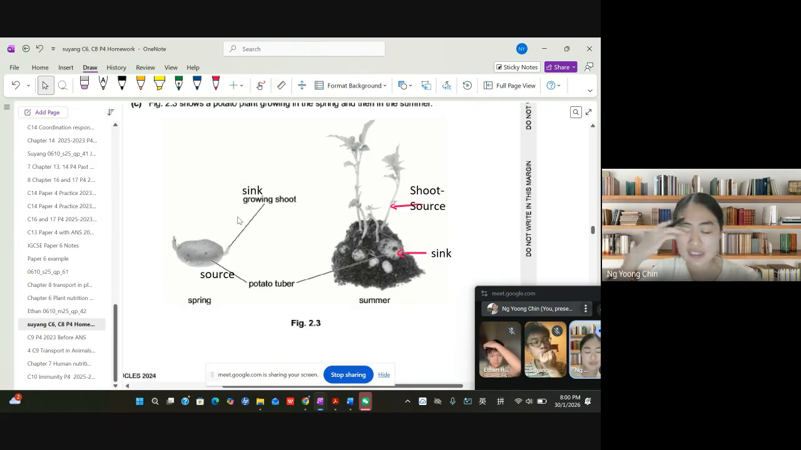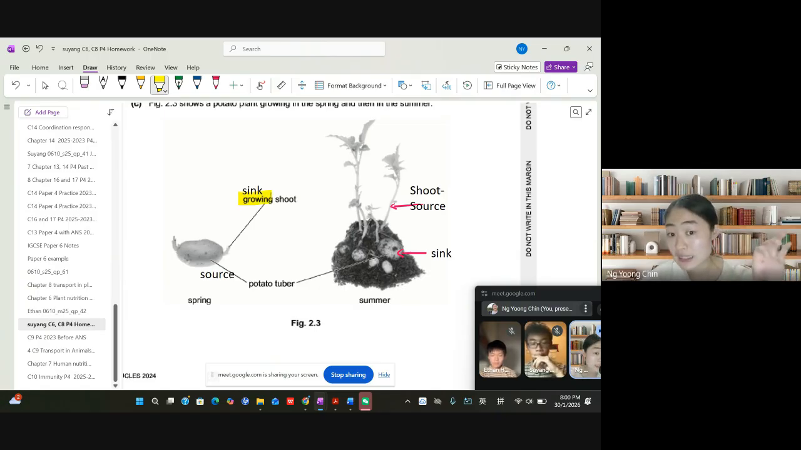For you to easily remember it, whenever you see this growing shoot, something with the word growing, usually this region is referring to the sink because they are still growing. Growing means what? Immature yet. They still require nutrient supply from others. So that's why they are usually the sink.